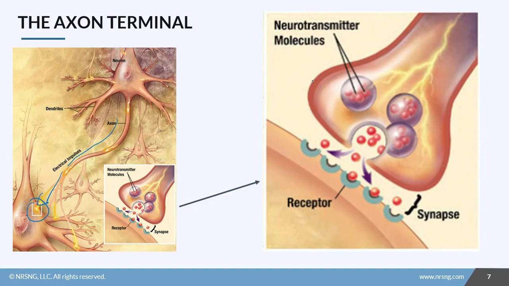Now, in the end of that axon, in the axon terminal, we have little vesicles that hold our neurotransmitters, which are the chemicals that help us send the signals. Again, check out the lesson on nerve transmission to see more details about that.